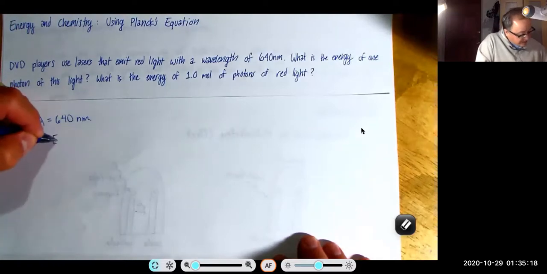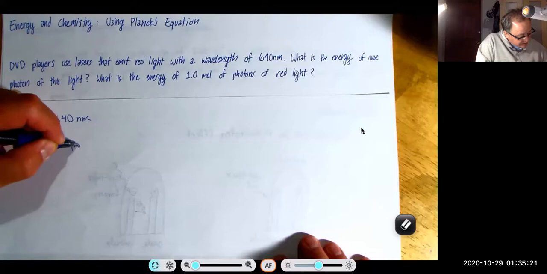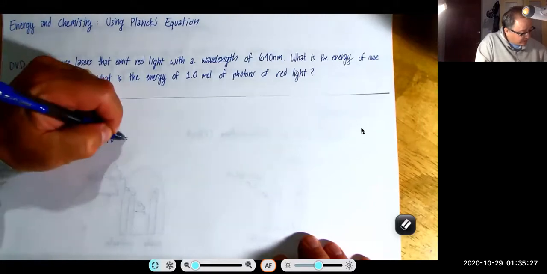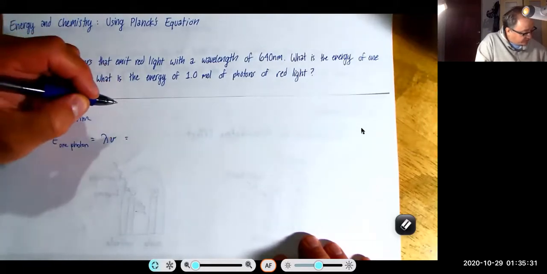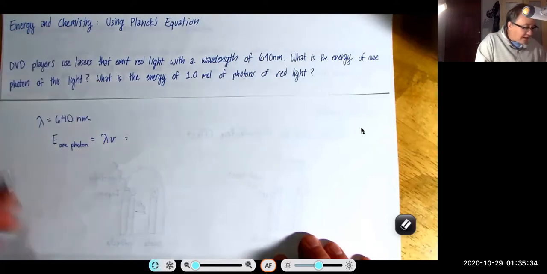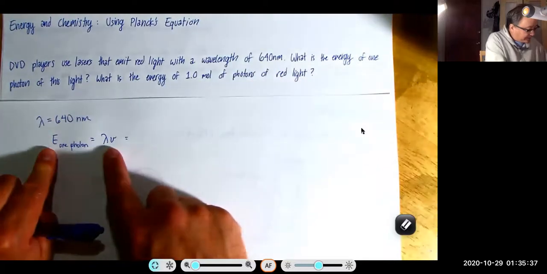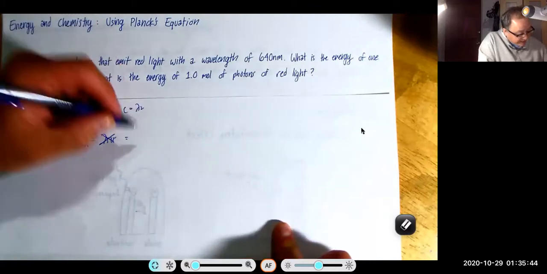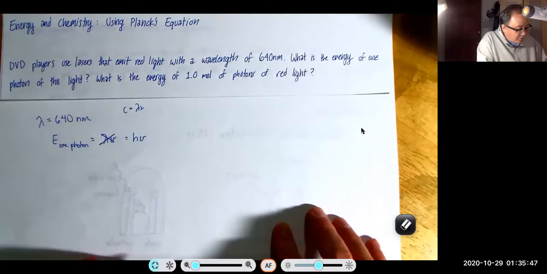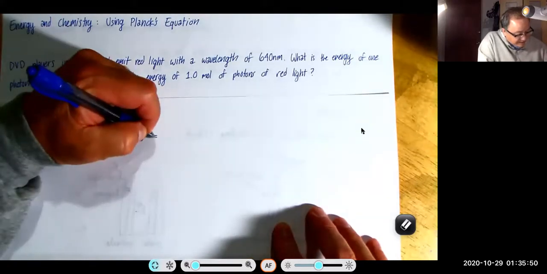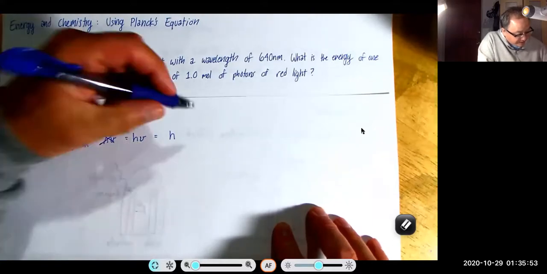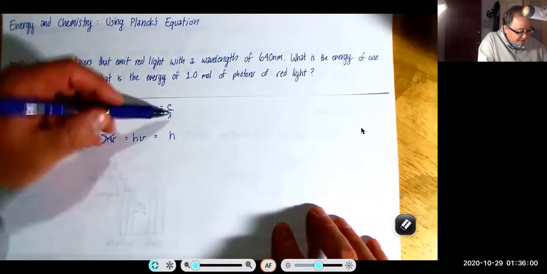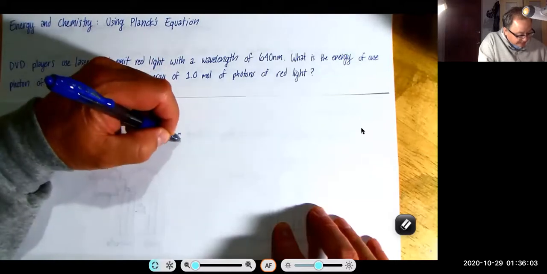Well, the energy of one photon is equal to, let's see, we have this in terms of wavelength and frequency. Oh, I've got the wrong equation here. That c is equal to lambda nu. I need h nu. Now here we don't have the frequency, we have the wavelength. So we've got to change this: nu is equal to c over lambda. If I substitute this in, I get hc over lambda.